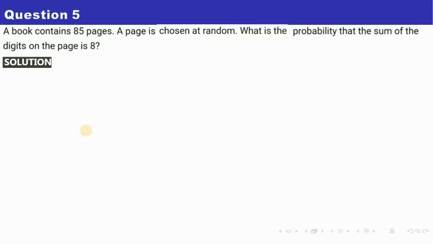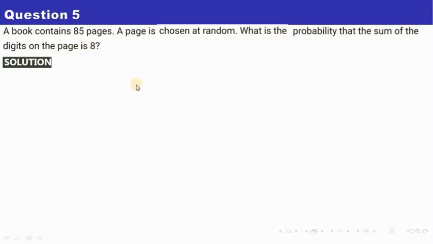So let us continue 25B on probability. Today we will begin with question number 5, which says: a book contains 85 pages. A page is chosen at random. What is the probability that the sum of the digits on the page is 8?